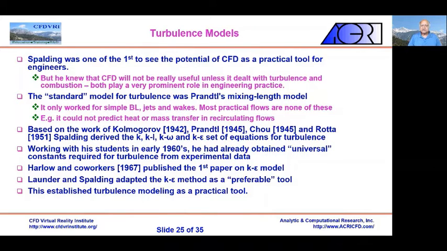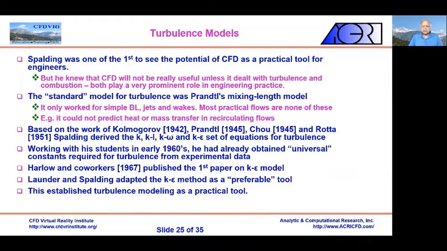So based on the work of Kolmogorov, Prandtl, Chou, and Rotta, Spalding had derived a number of options for turbulence models. This was the one equation model based on turbulence kinetic energy, then two equation models based upon kinetic energy and length scale, kinetic energy and vorticity, kinetic energy and dissipation. So working with students, he had already obtained universal constants. So he developed a number of these codes and tried all of them. And there are a number of theses from that time at Imperial College with all these options.